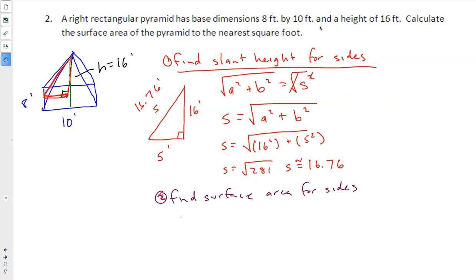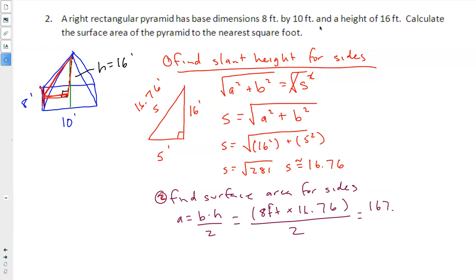So for a triangle, area is equal to base times height divided by 2. I know my base width is 8 feet, multiplied by my height, which is 16.76, divided by 2. And that gives me a surface area of 167.63 square feet. Should include my units here. And that is for one triangle, so that's for this triangle right here.